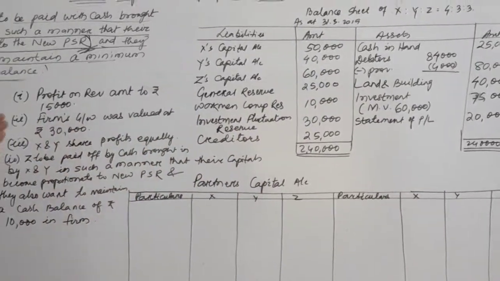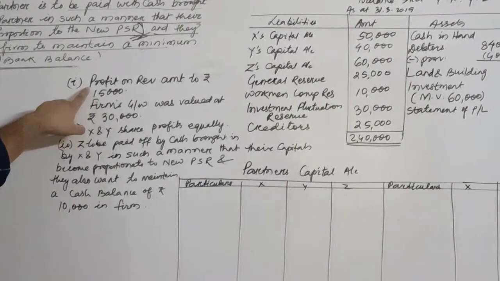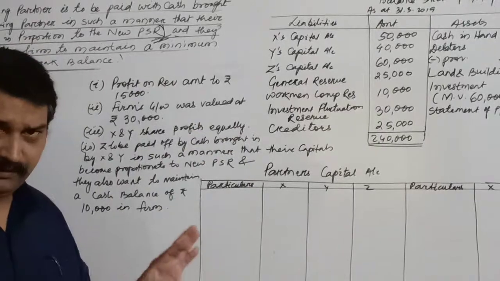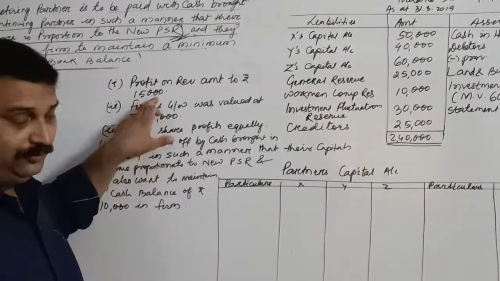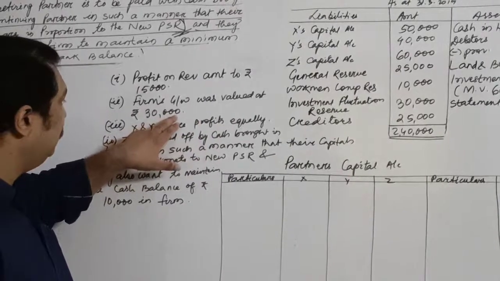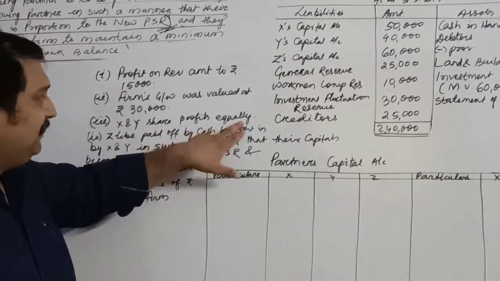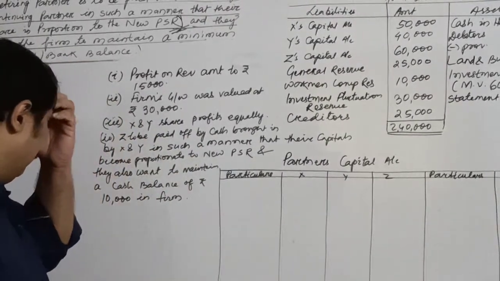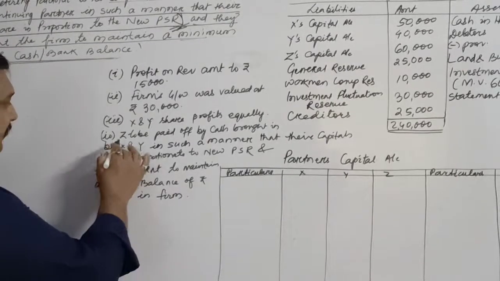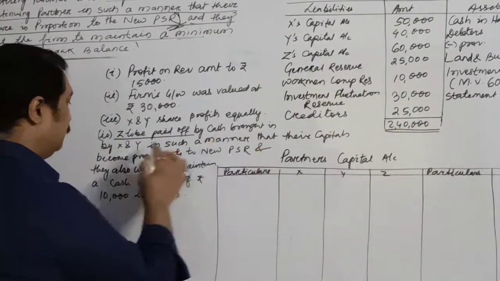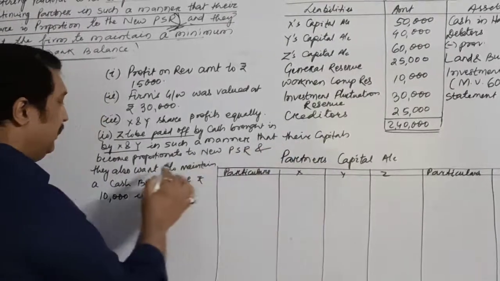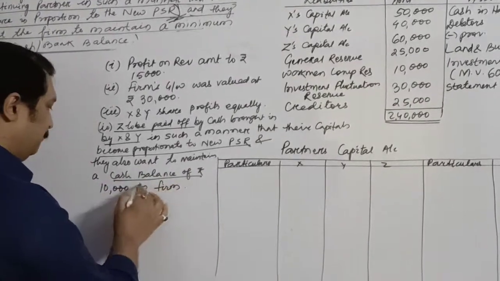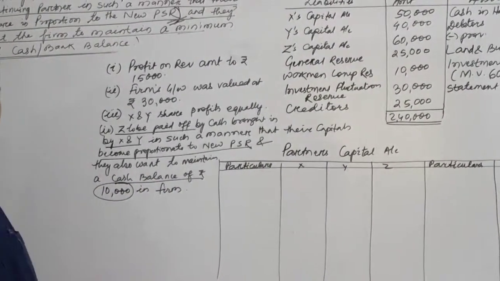A few small illustrations, adjustments I have taken: that profit on revaluation amounted to rupees 15,000. So I assume that the revaluation account has already been made and there is a profit of 15,000. And the goodwill of the firm is valued at 30,000. X and Y share profits equally in future. So Z is retiring, so X and Y will continue in equal ratio. And the question also says that Z is to be paid off by cash brought in by X and Y in such a manner that their capitals become proportionate to the new PSR, and they also want to maintain a cash balance of rupees 10,000 in the new firm.